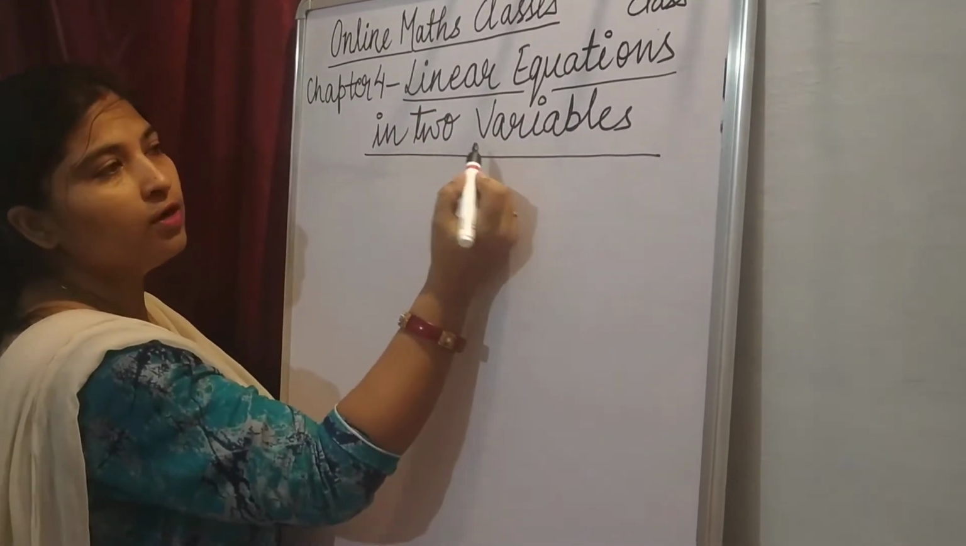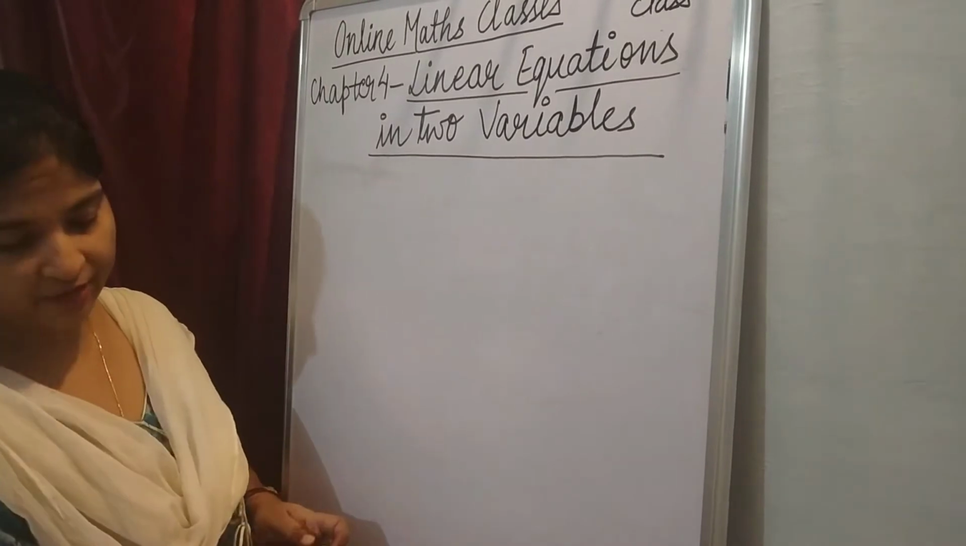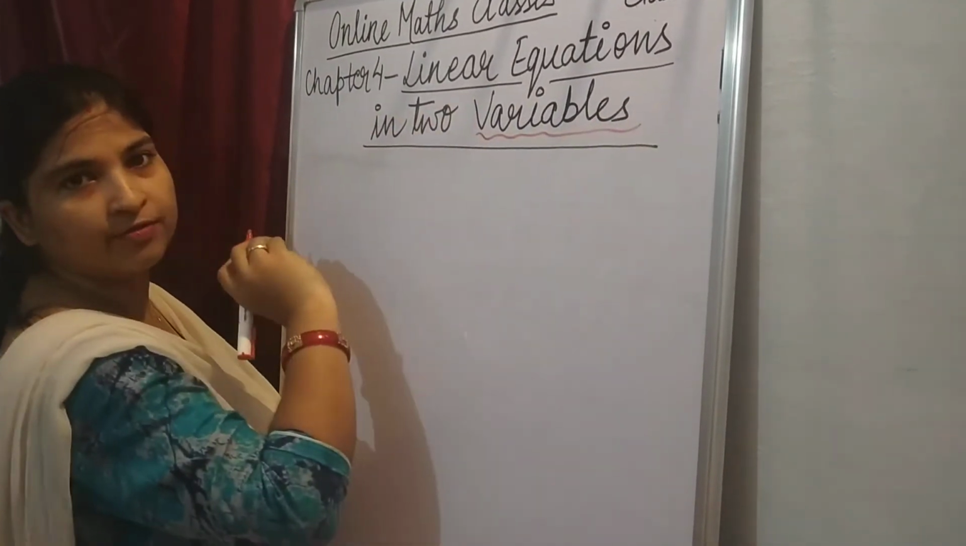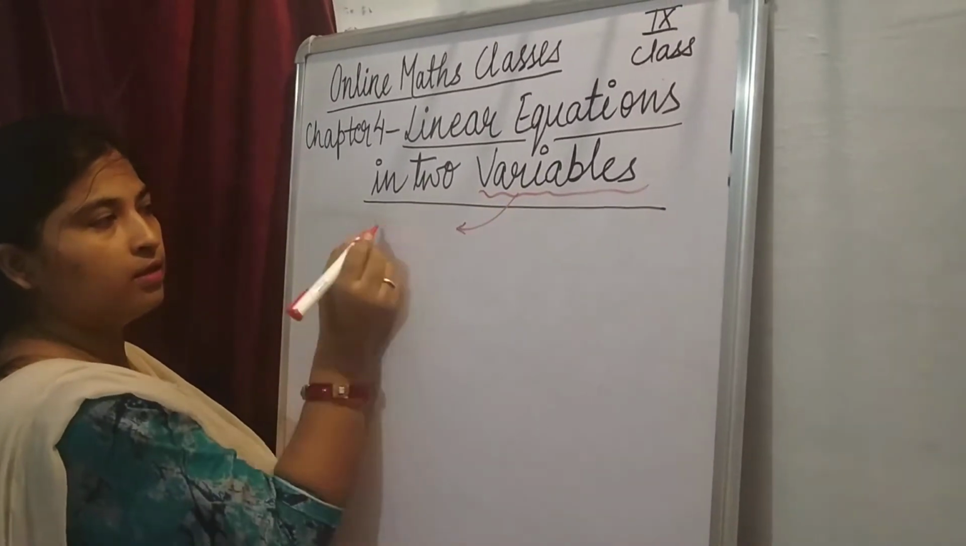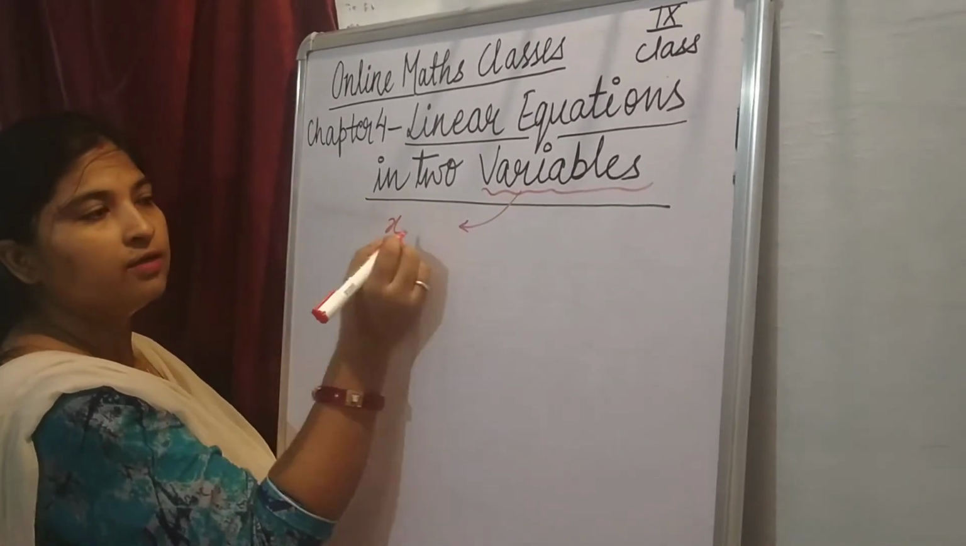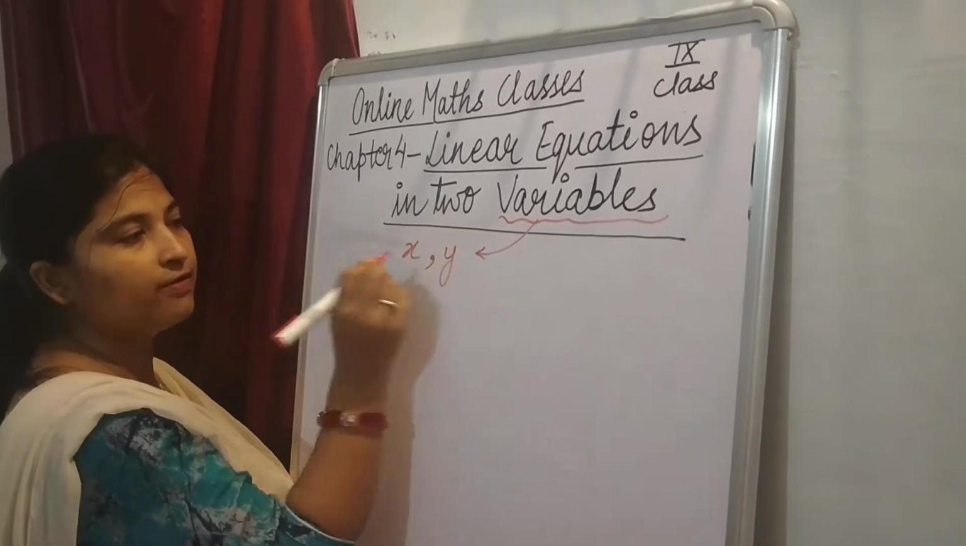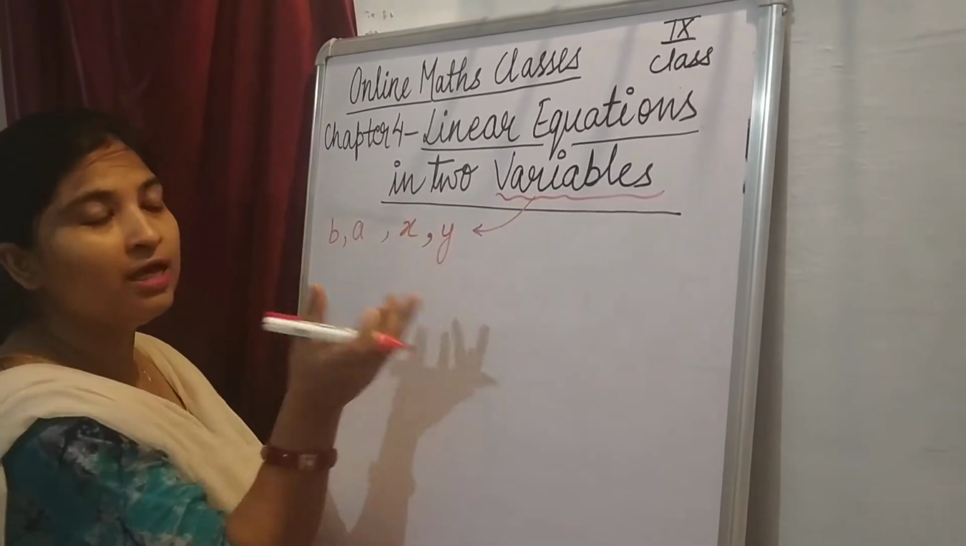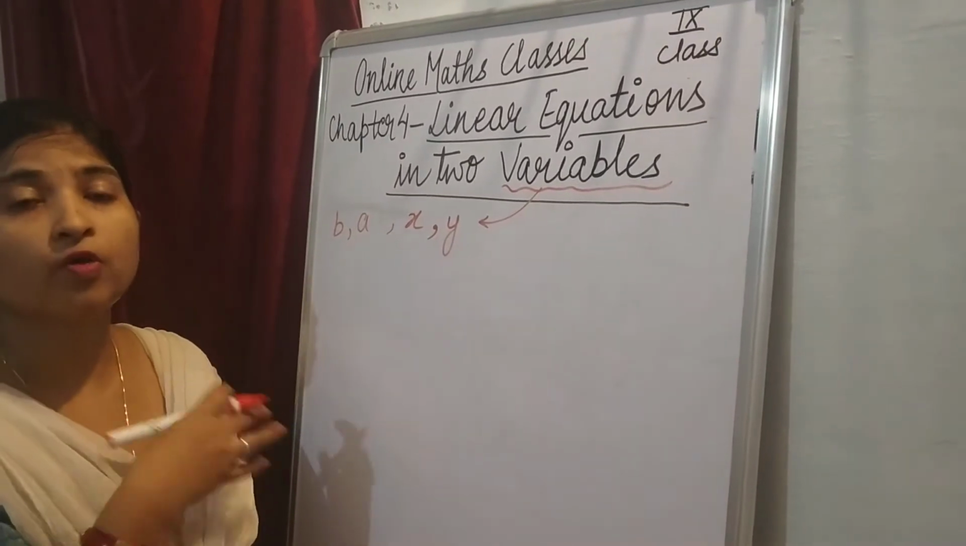Okay, so first of all you should know the meaning of variable. I think you all know, it is the value which can change itself. Like we have taken y, x, y, a, b in 8th class as the variable when we were finding the value of cost of anything.